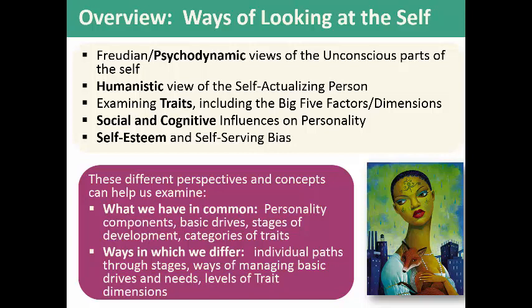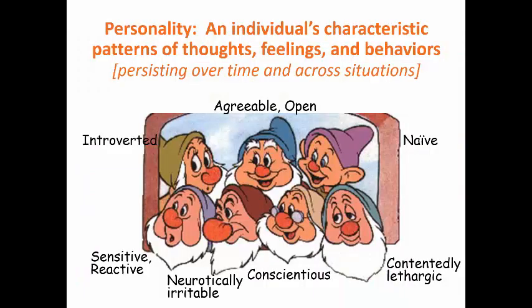Certain people have more obsessive compulsive tendencies. I don't mean that in the disorder kind of way, but some people are more type A and other people are less type A. So within those traits we have varying levels. Personality is defined as an individual's characteristic patterns of thoughts, feelings, and behaviors that persist over time and across situations. So it's really, in essence, who we are.